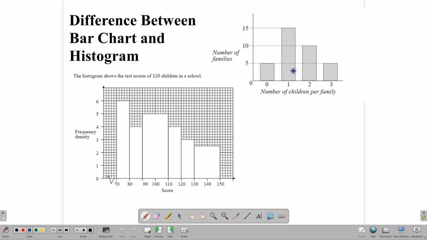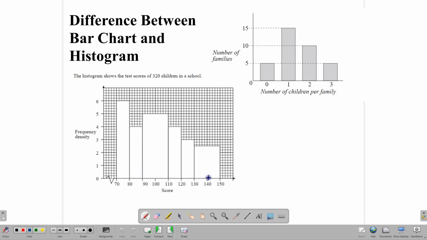Both use vertical bars, and in the case of the bar graph, the frequency is read from the height of the bar. In the case of the histogram, the frequency can be read from the height of the bar if all the bars are the same size. However, if the bars are not the same size, then the frequency is read from the area of the bar rather, and not so much the height.